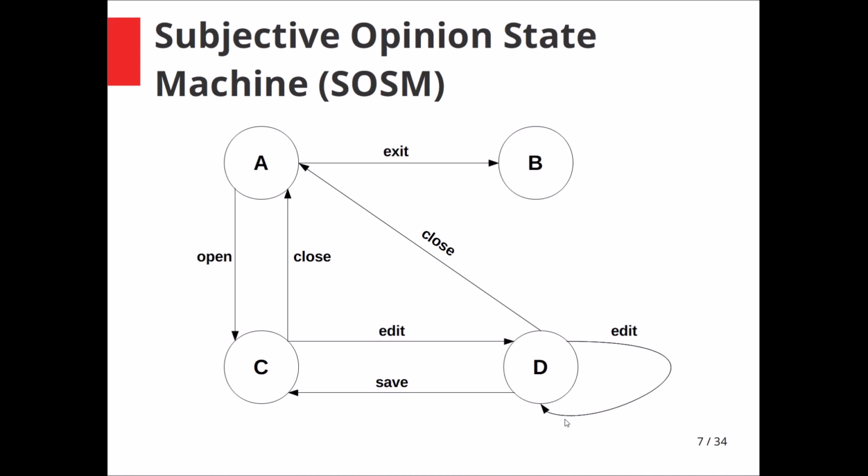Another novelty search approach is based on subjective logic. To get an idea how this works, we start with a subjective opinion state machine, shortly called SOSM, that is shown in the given picture.